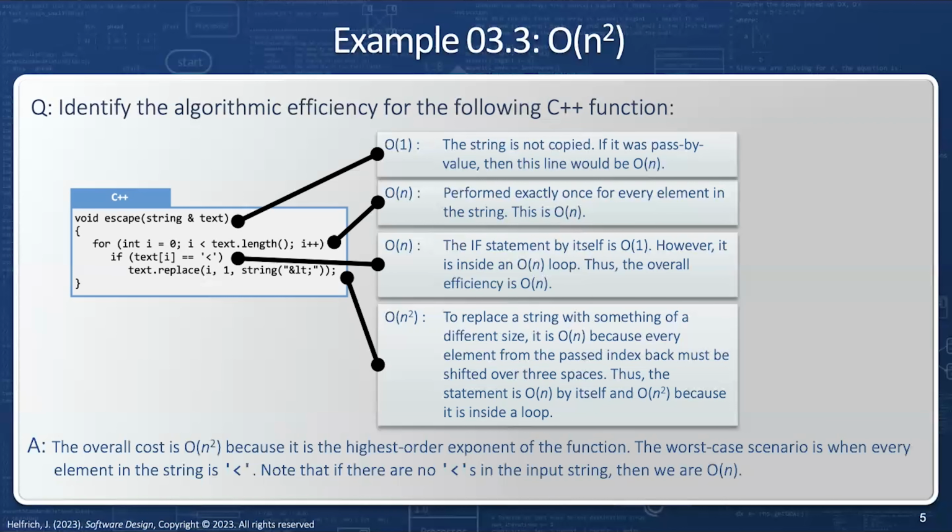We have 4 different costs here: O(1), O(n), O(n), and O(n squared). The n squared is going to dominate because it is the most expensive of the bunch, and therefore the overall efficiency is O(n squared).